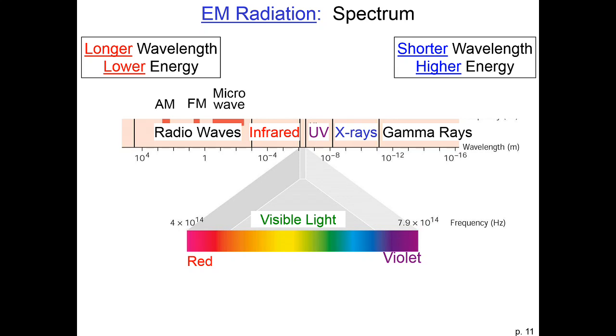Okay, so the electromagnetic spectrum is just a name for the range of radiation. Let me tell you what they are.